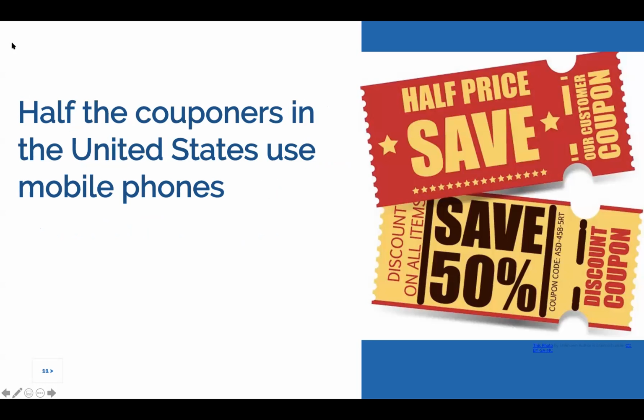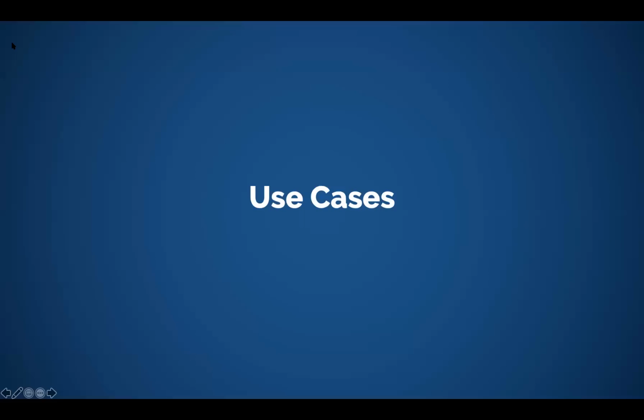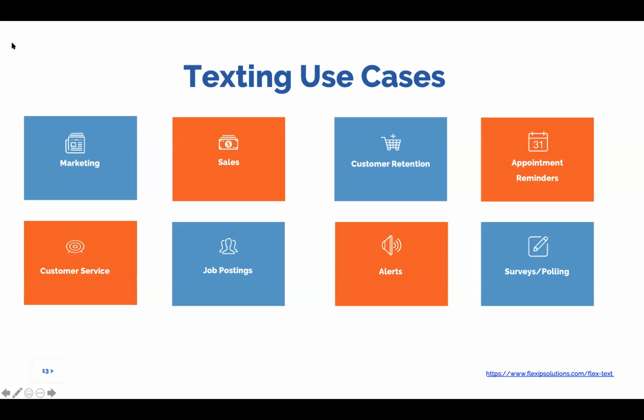And then half the couponers in the United States use mobile phones. We kind of saw that in the 67 million people that redeemed a coupon or a redemption code of some sort. So this is a great way to get in front of your customers and get that mind share that I know everybody's looking for. So, use cases. A lot of what we spoke about up until this point has been marketing, and that's certainly powerful. It's definitely a big portion of the system. However, there are other use cases that really drive the value behind Flex Text, but also for your customers. So let's take a look at some of these.